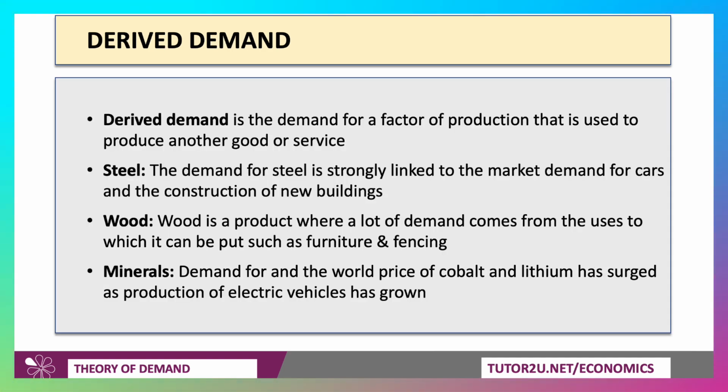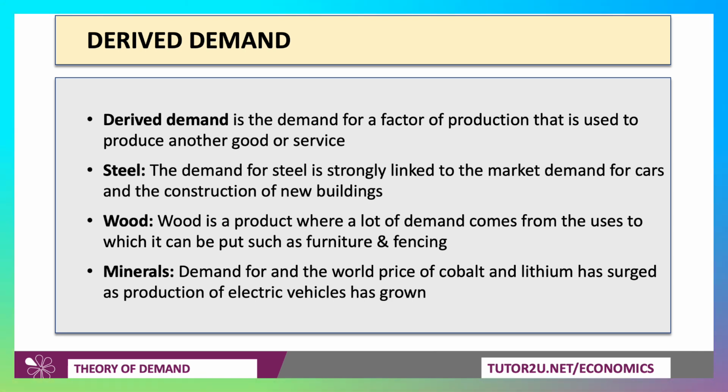Another important idea is derived demand. So this is the demand for a factor of production that's used to produce another good or service. So, for example, the demand for steel is strongly linked to the market demand for cars and also the changing demand in the construction of new buildings. Wood has a derived demand. It's a product where a lot of demand comes from uses to which it can be put, such as furniture and fencing.